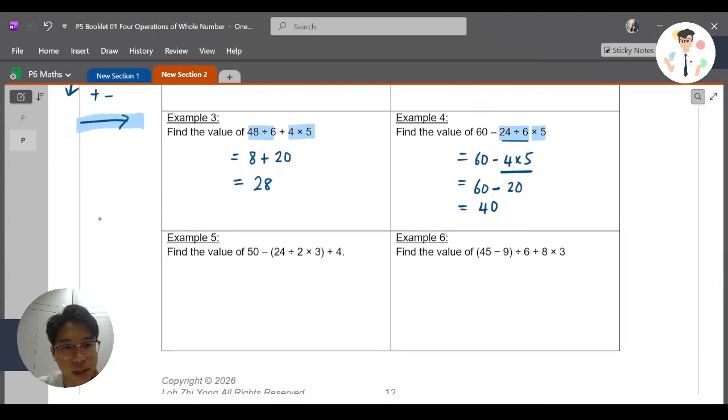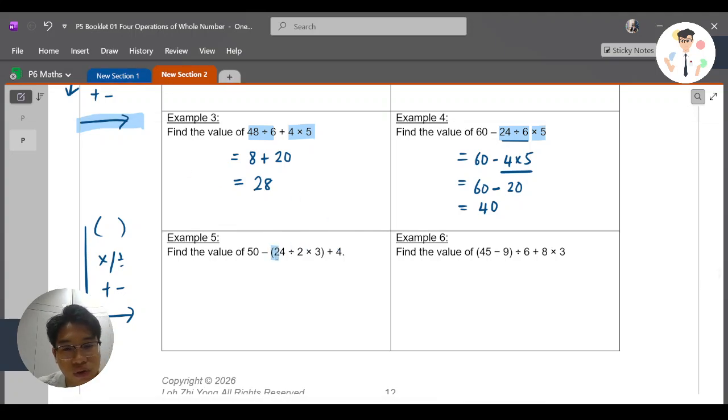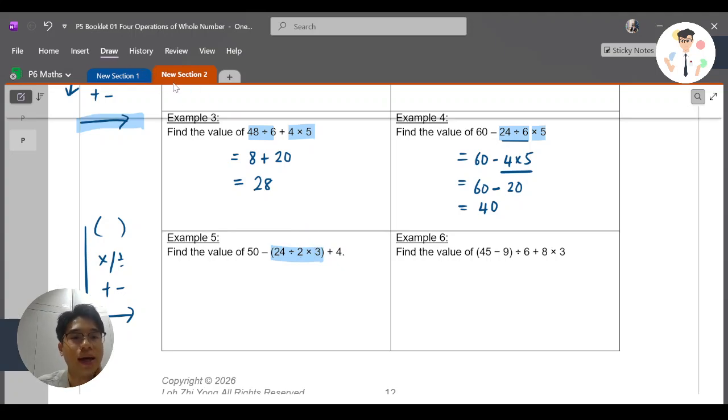Let me just write this again. Parenthesis, times or divide, plus or minus. Now, next, 50 minus parenthesis 24 divided by 2 times 3 plus 4. Now, again, when you see parenthesis, this is something that you need to do first. Yes, but inside parenthesis, I have two things here. 24 divided by 2, another one is 2 times 3. So which one should I do first?